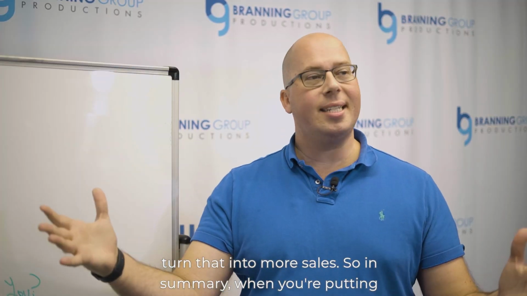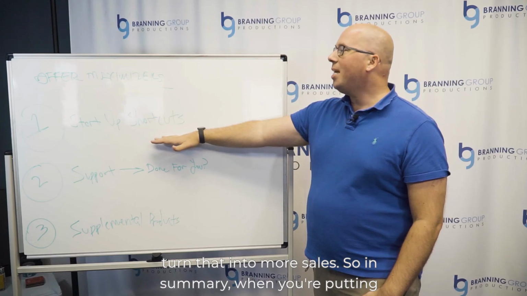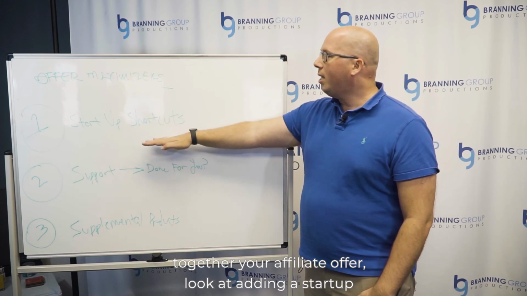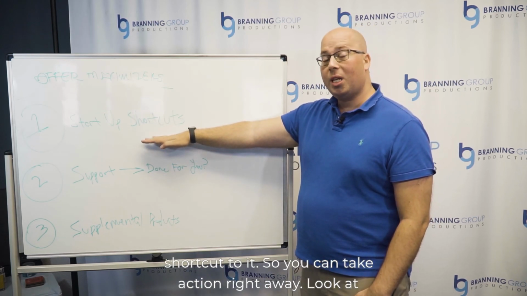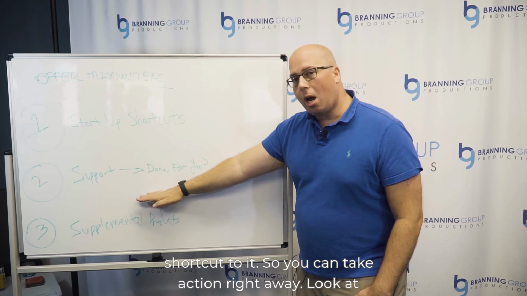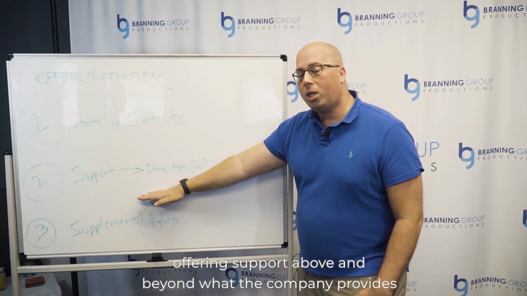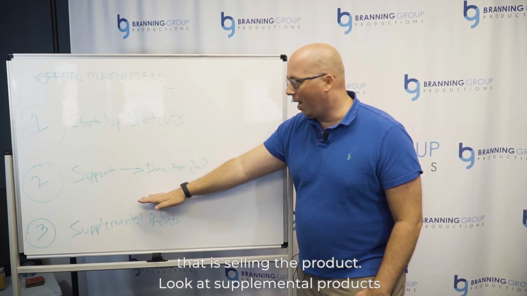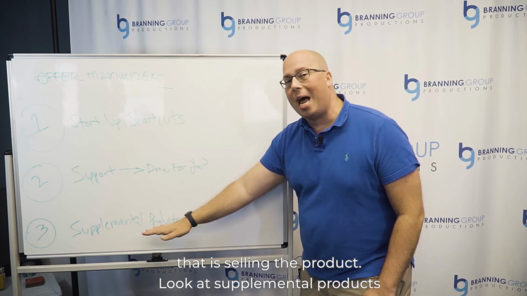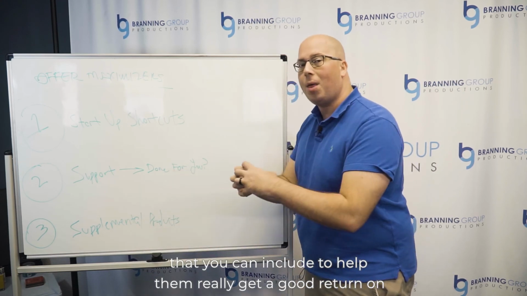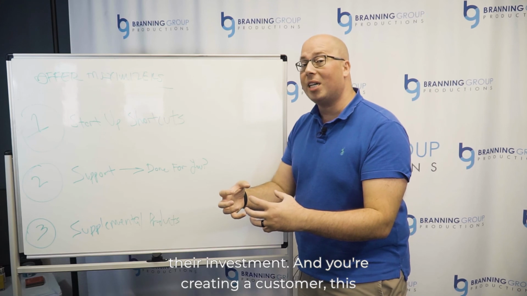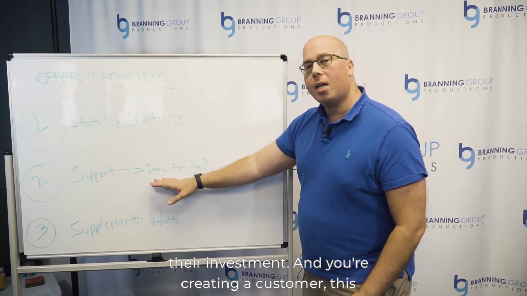So in summary, when you're putting together your affiliate offer, look at adding a startup shortcut to it so they can take action right away. Look at offering support above and beyond what the company provides that is selling the product. Look at supplemental products that you can include to help them really get a good return on their investment. And you're creating a customer.